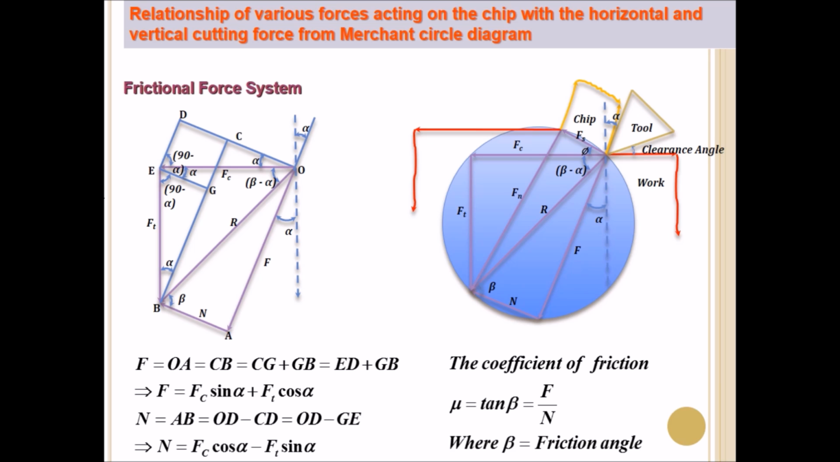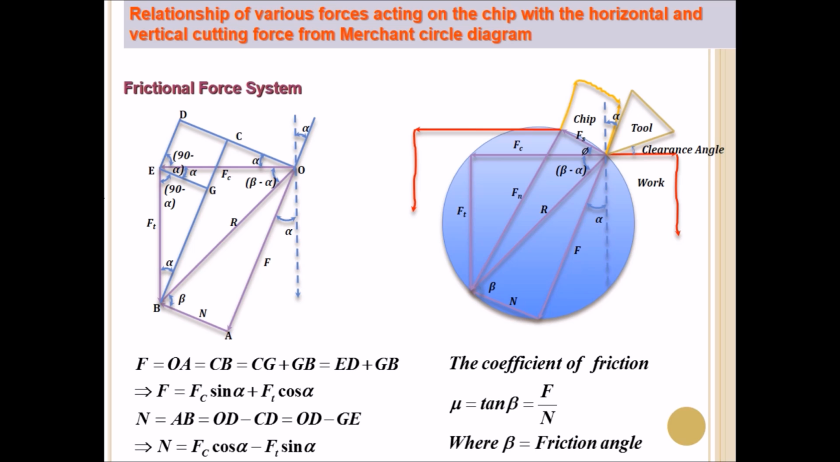So you can see the left hand side of the slide, and we can observe that F can be written as OA, which is also equal to CB, and is equal to CG plus GB. And after doing some geometrical adjustment, we can see F can be written as ED plus GB, and this is just basic geometry knowledge, and you can understand it as you see the figure.